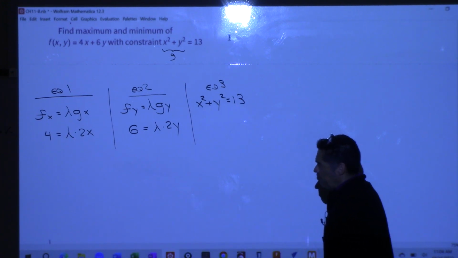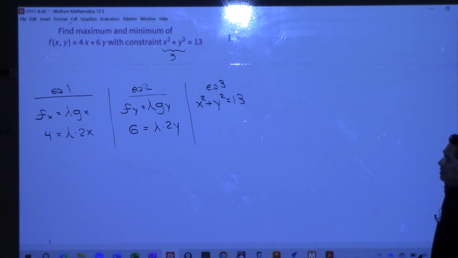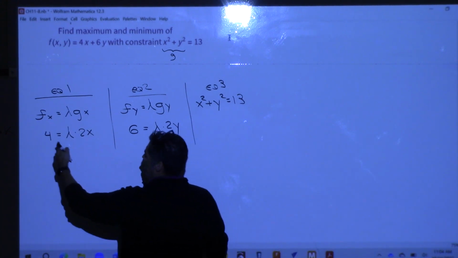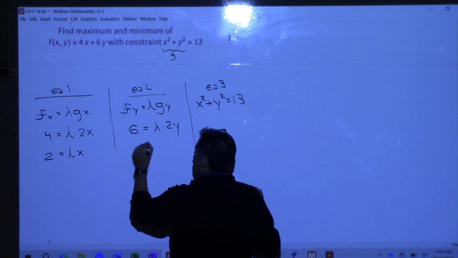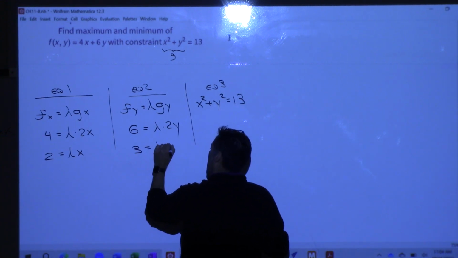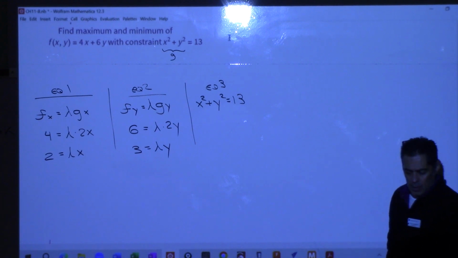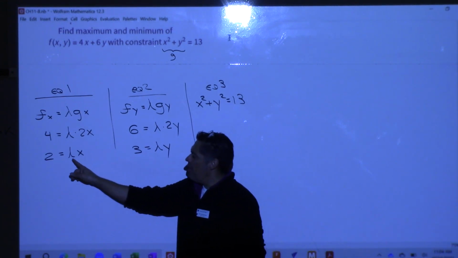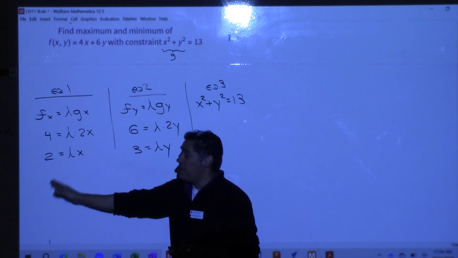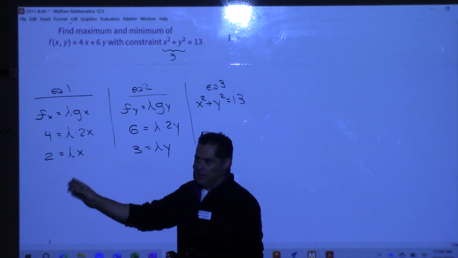All right. Now, one thing we can do is we can divide by a constant. So I can make this 2 equals lambda x. And over here I can divide by a constant, make this 3 equals lambda y. Remember, we cannot take this and say, all right, lambda has to be 2 or x has to be 2, right? It only works when it's 0.